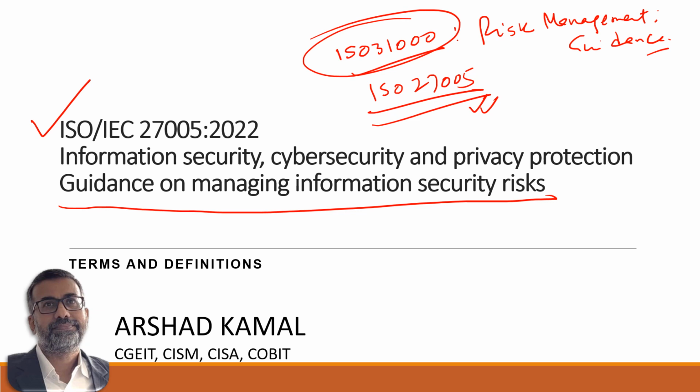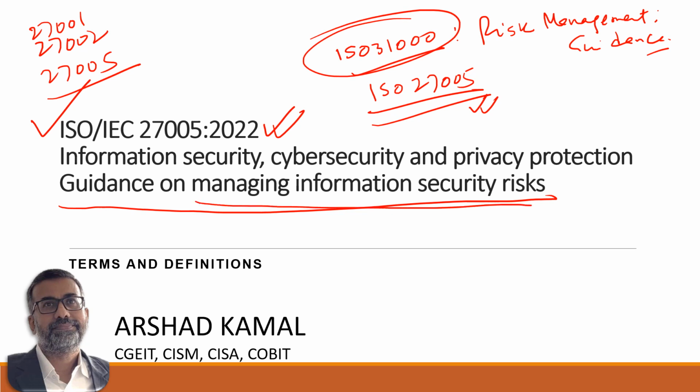I am going to make use of standard 27005, which was published in 2022. Last year we saw revisions happening in 27002, 27001, and 27005. So 2022 has been a very important year because of these revisions. It means this is the latest, very current and updated, and 27005 gives us guidance on managing information security risk.